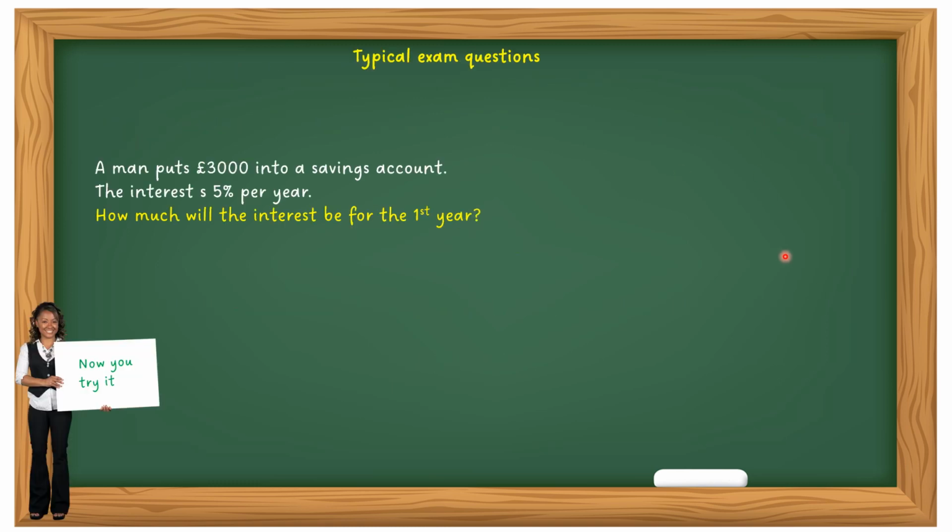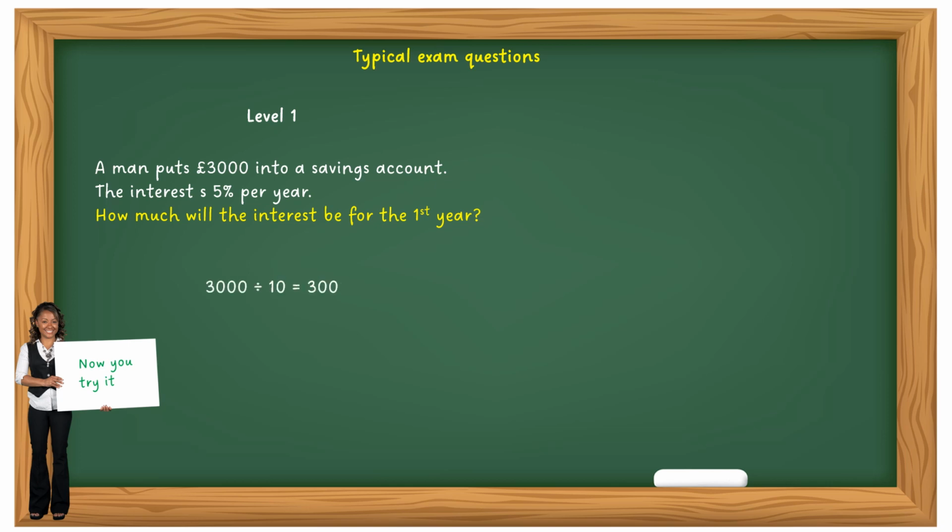Right, let's look at some typical exam questions you may come across when you're working through the levels. Now this is a level 1 question. A man puts £3,000 into a savings account. The interest is 5% per year. How much interest will it be for the first year? Again, stop the video, have a go, and see if you can answer that question.